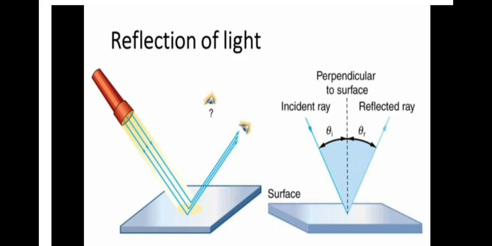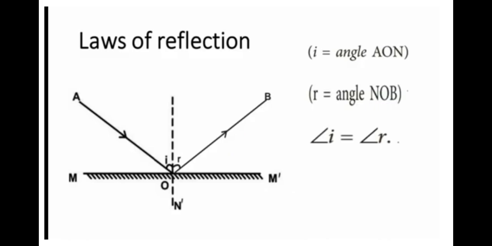Consider a plane mirror MM' that is shown in the figure. Let AO be the light ray incident on the plane mirror at O. The ray AO is called the incident ray. The plane mirror reflects the incident ray along OB. The ray OB is called the reflected ray. Draw a line ON at O perpendicular to MM'. This line ON is called what?